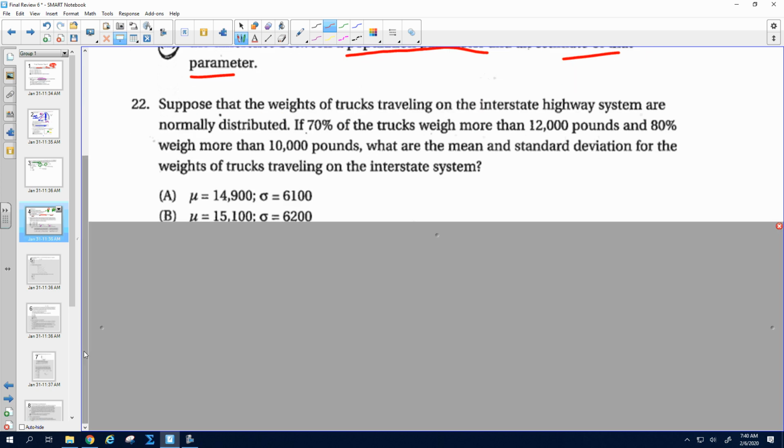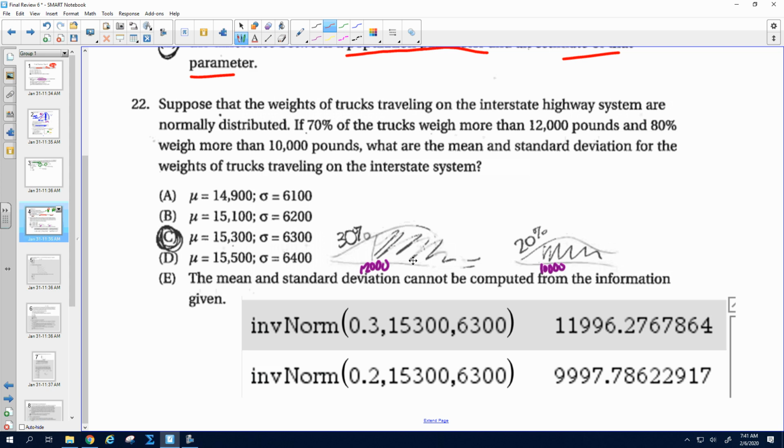All right, 22. The main thing is that you want to draw these normal curves because it says if 70% of the trucks weigh more than 12,000 pounds, that means that 70% is to the right of that 12,000, because 70% weigh more than this amount. And so the 30% is what you're going to use on your inverse norm.